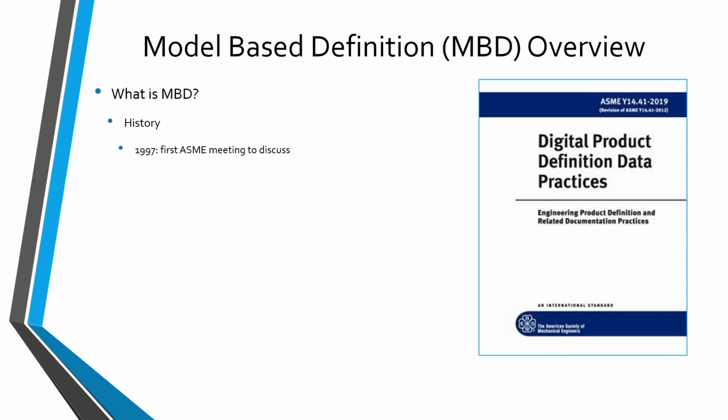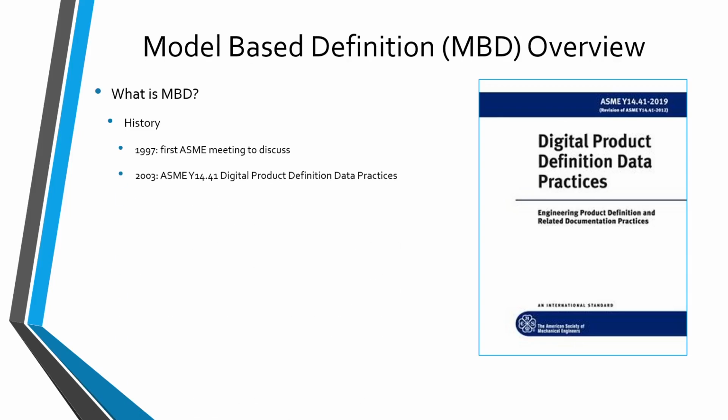The first ASM meeting to discuss implementing model-based definition was over 20 years ago, back in 1997. And what happened was you had a number of different companies using computer-aided design software, and they started asking, hey, if we're creating these 3D solid models, why are we then going and creating 2D production drawings? What if we could eliminate the step of creating a 2D production drawing by putting all that information called PMI, or product and manufacturing information, in the model itself?